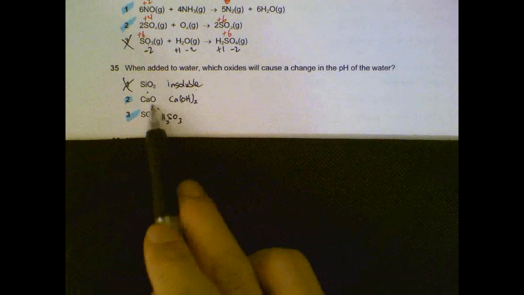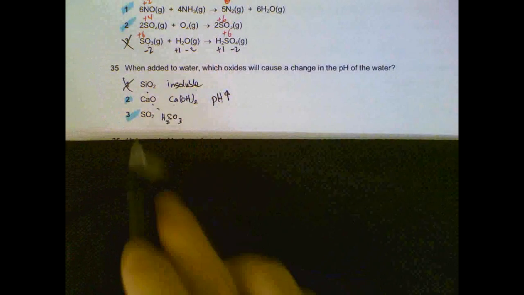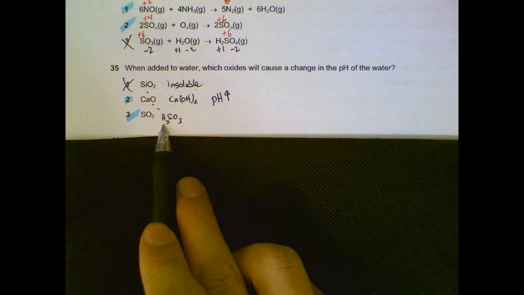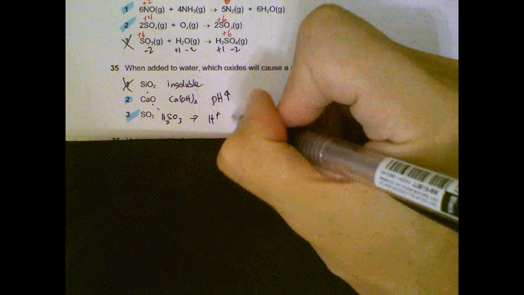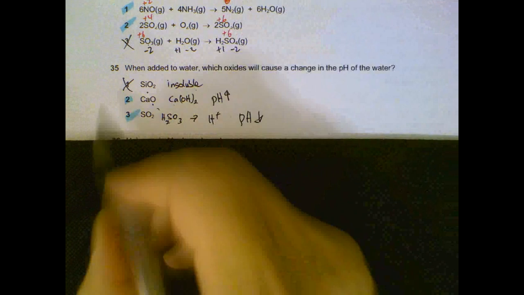Calcium oxide will react to form calcium hydroxide. The pH will increase, turns the solution alkaline. Sulfur dioxide is an acidic gas. It will dissolve to form sulfurous acid, and then that will release H+ ions. So the pH will decrease. So 2 and 3 are correct.